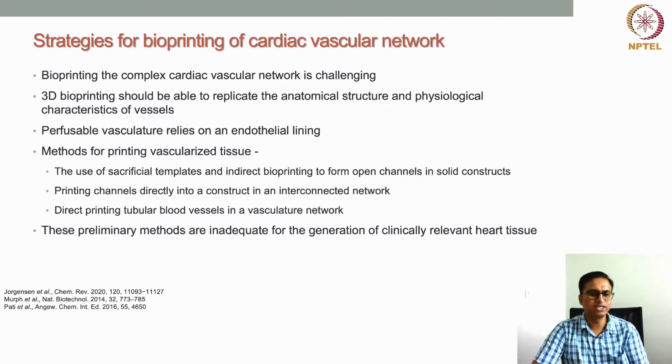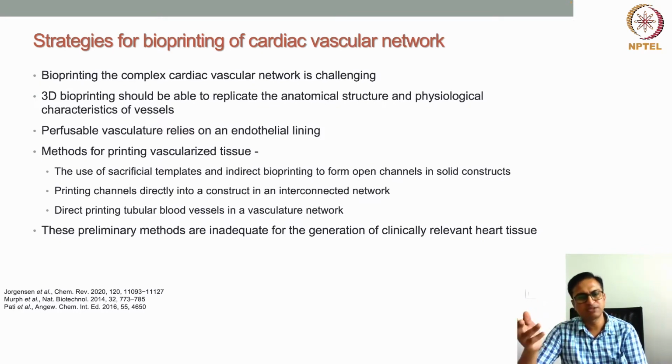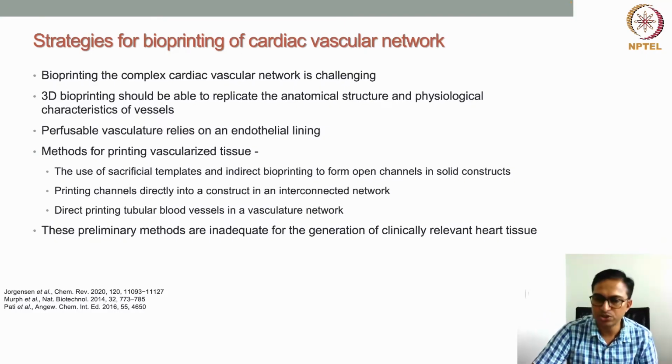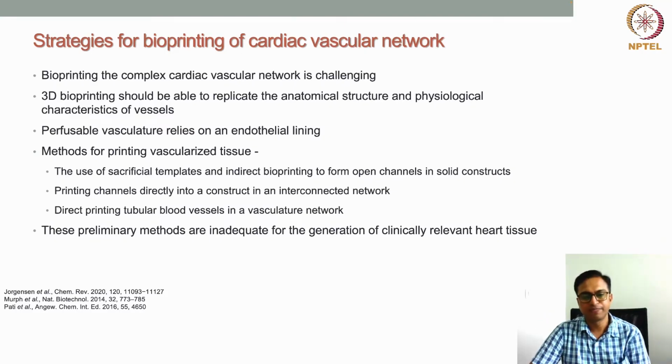So these are the main three strategies by which vascular tissue can be printed. First is printing a sacrificial template, putting the gel on top of that, then taking out the sacrificial template, and then we get a vascular network. The next is that the channels can be directly printed, where a sacrificial material or a vascular tissue bioink can be used to print the channels within the construct. The other is the direct printing of tubular blood vessels in the vascular network, where coaxial bioprinting or other techniques can be used to come up with the blood vessels.